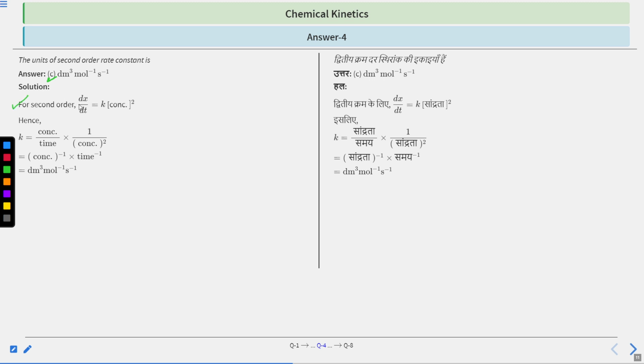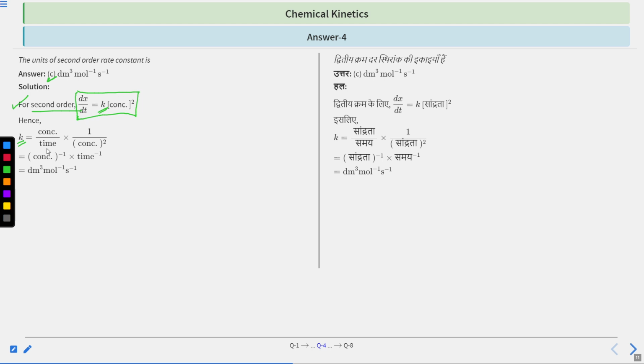For the second order, we know this concept that dx by dt, that is rate, is equal to K, the rate constant, times concentration to the power 2, that is the whole square of concentration. This is the rate equation for the second order reaction. We have to find out the unit for the rate constant, that is K. It will be K equals dx by dt, and this concentration square will come in the denominator.